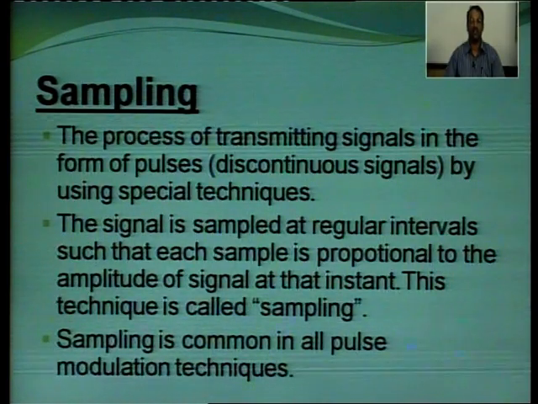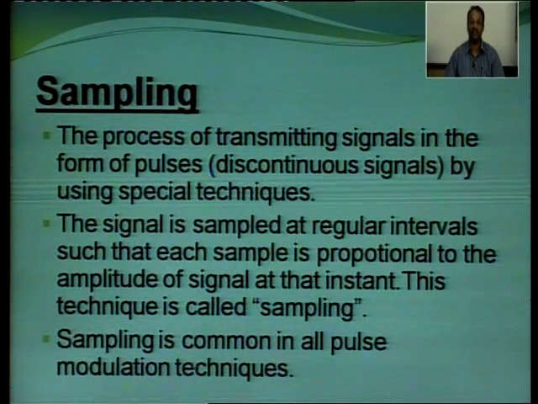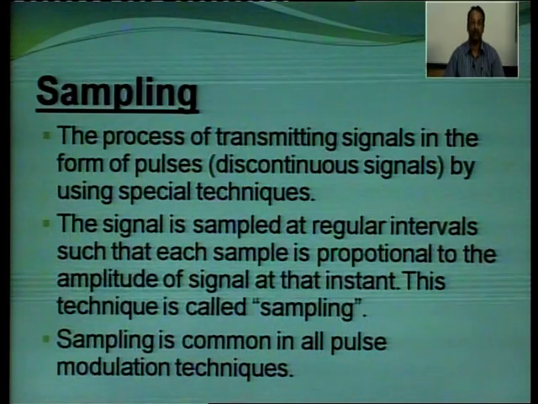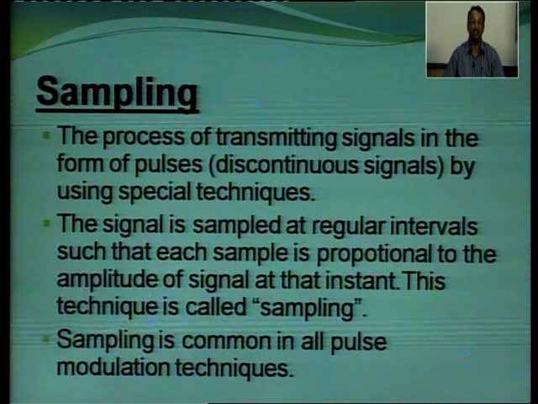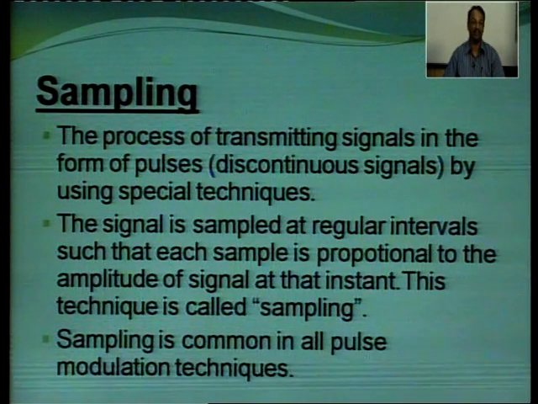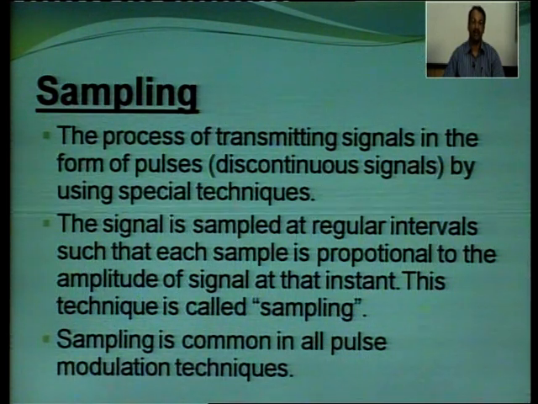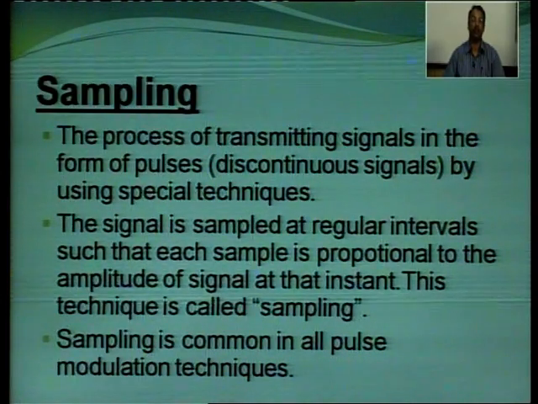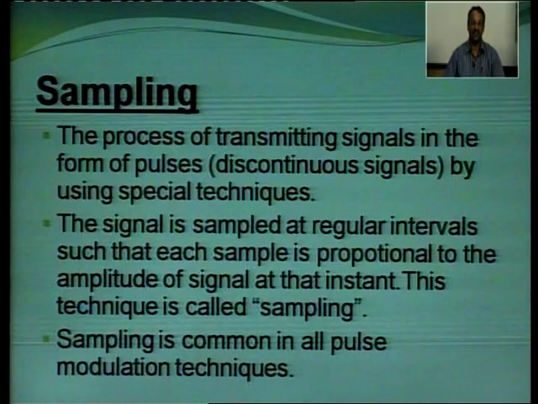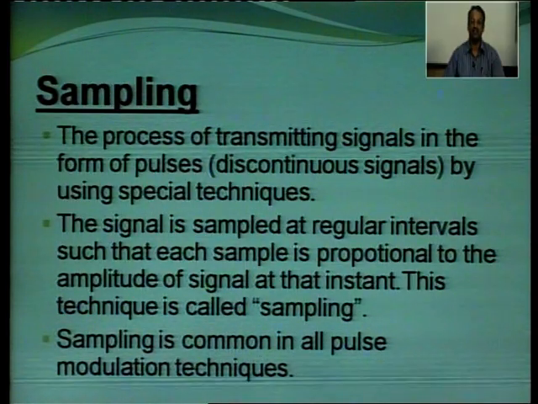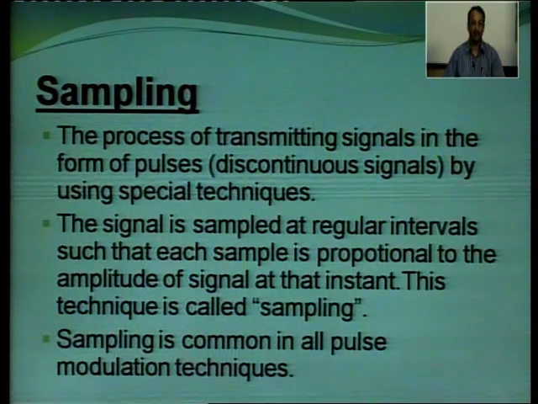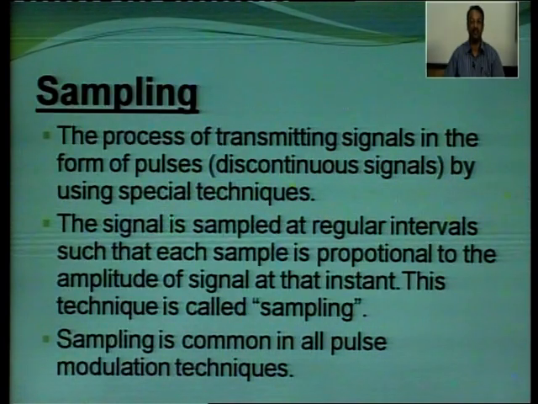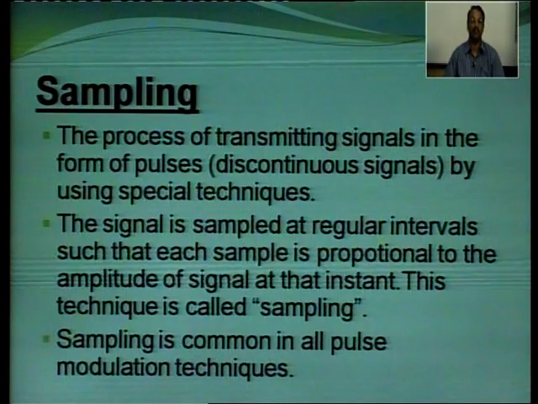the signal is sampled at regular intervals such that each sample is proportional to the amplitude of the signal at that particular instant. The sample will represent the amplitude of the signal at that particular instant. This technique is called sampling. Sampling is common in all pulse modulation techniques, whether it is analog or digital.